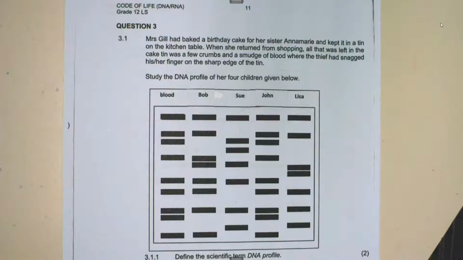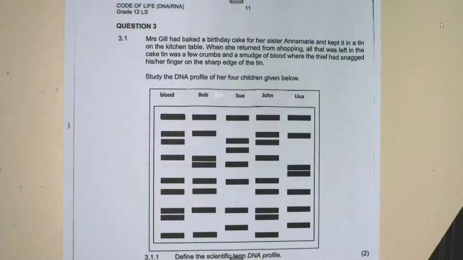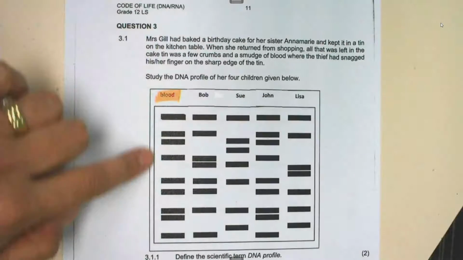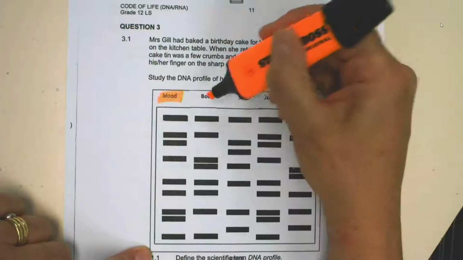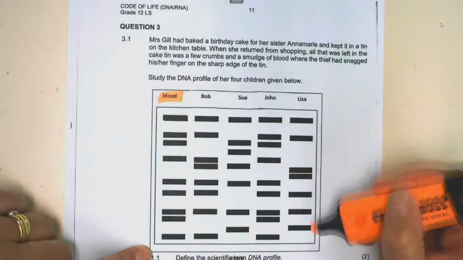Now they say, study the DNA profile of her 4 children given below. This is quite a mother that takes a DNA profile of children that's stealing cake, but nevertheless, let's have a look. Here is the first one, the blood sample. This is now our proof, the DNA profile of the blood sample. And then we have Bob, Sue, John, and Lisa, the 4 children.